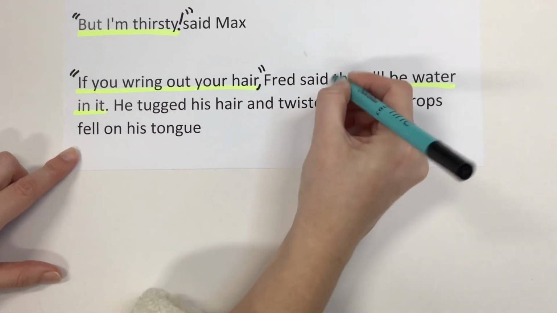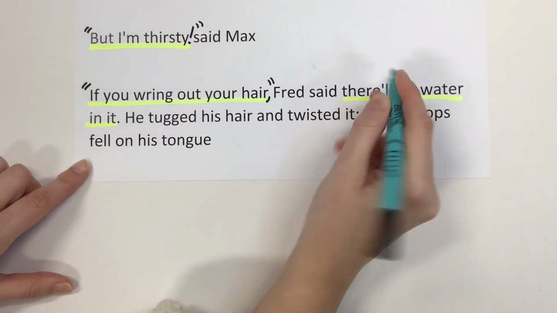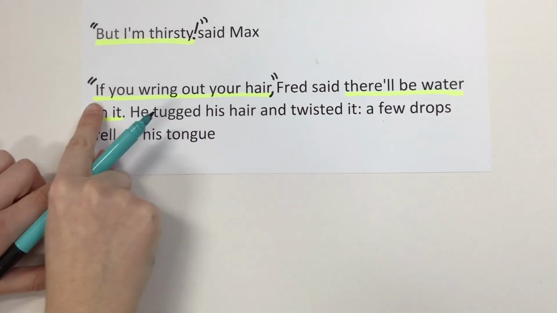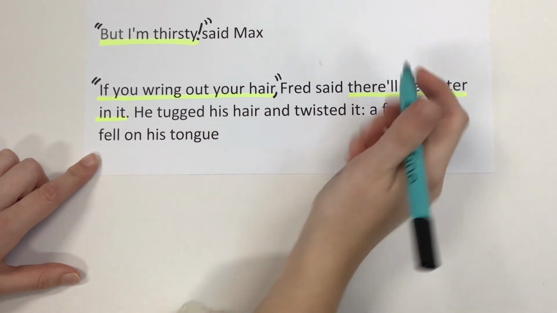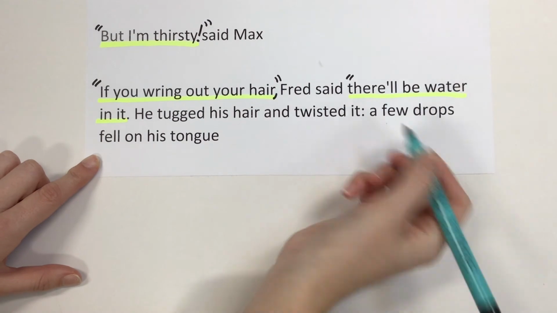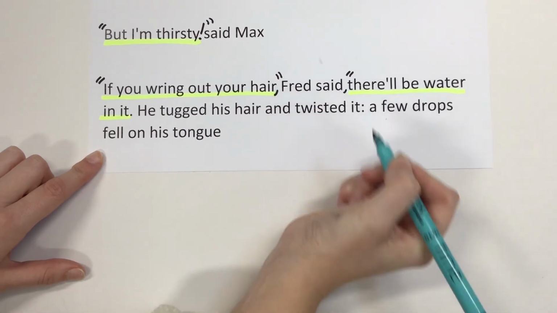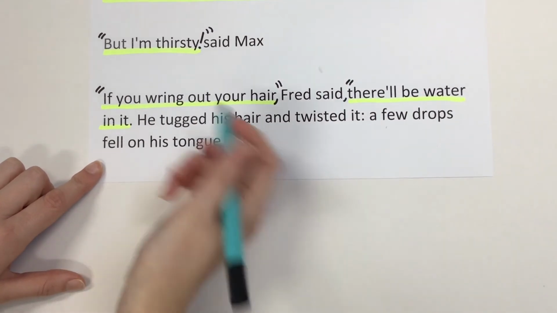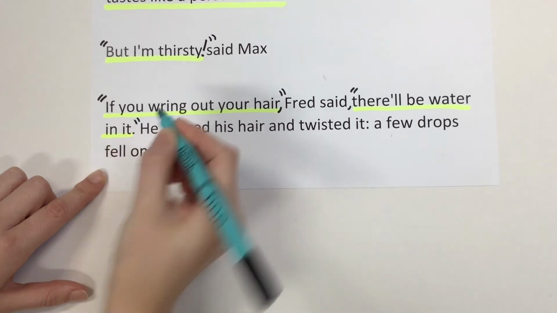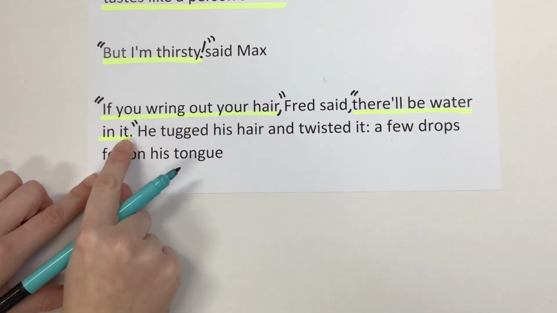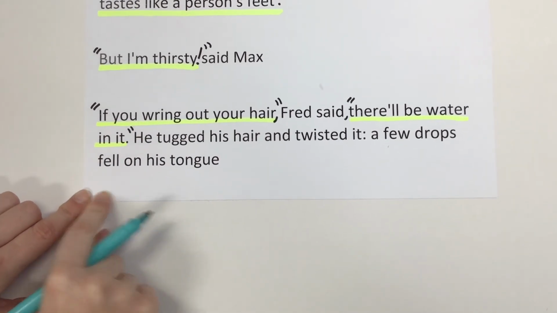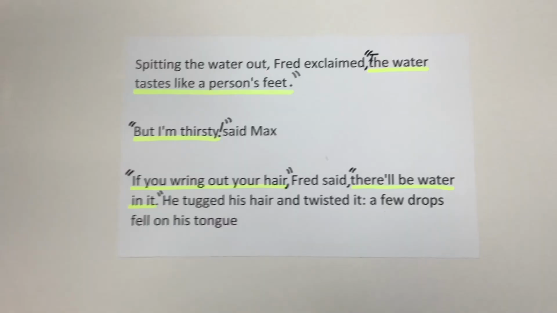You don't need a capital letter here because it is not the beginning of Fred's speech. This is the beginning of Fred's speech. So you don't need it there. So you just need your inverted commas there and a comma there to show that's not what he's saying. And then at the end of the speech there, make sure your full stop is inside the inverted commas. So that's where your inverted commas go in that sentence.